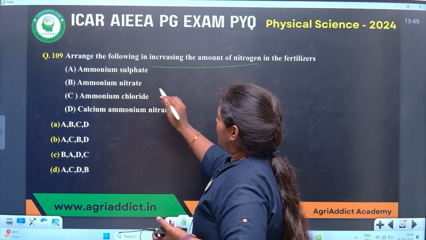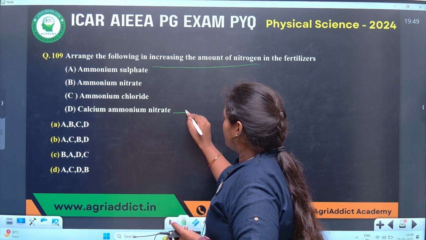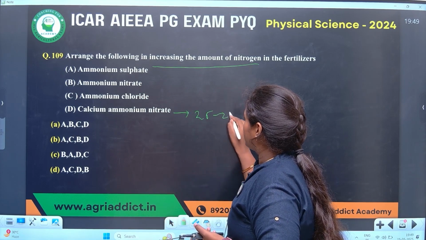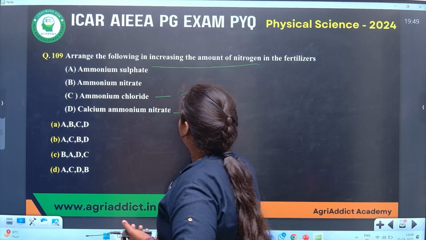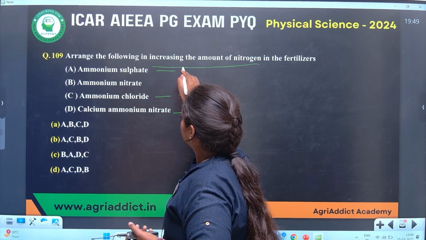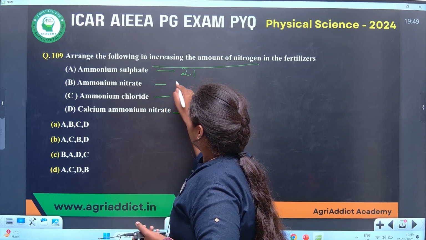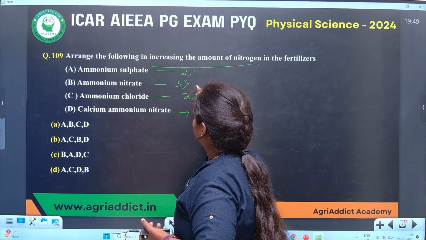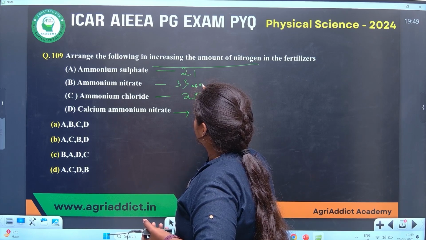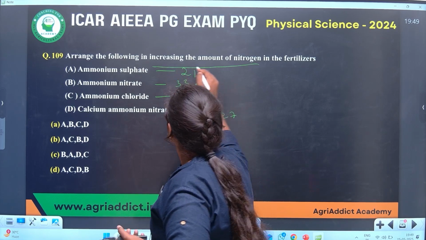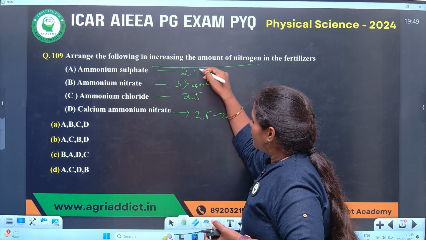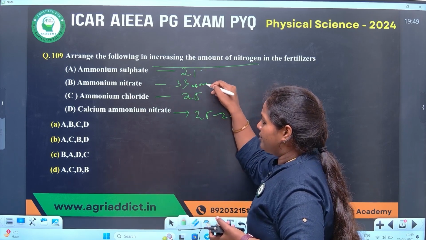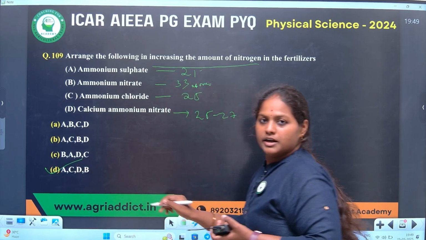What is the nitrogen content in these fertilizers? CAN is 25 to 27, ammonium chloride 25, ammonium sulfate 21, ammonium nitrate 33 and above, 33 to 37 like that. So increasing amount means A, C, D, B. Option D.